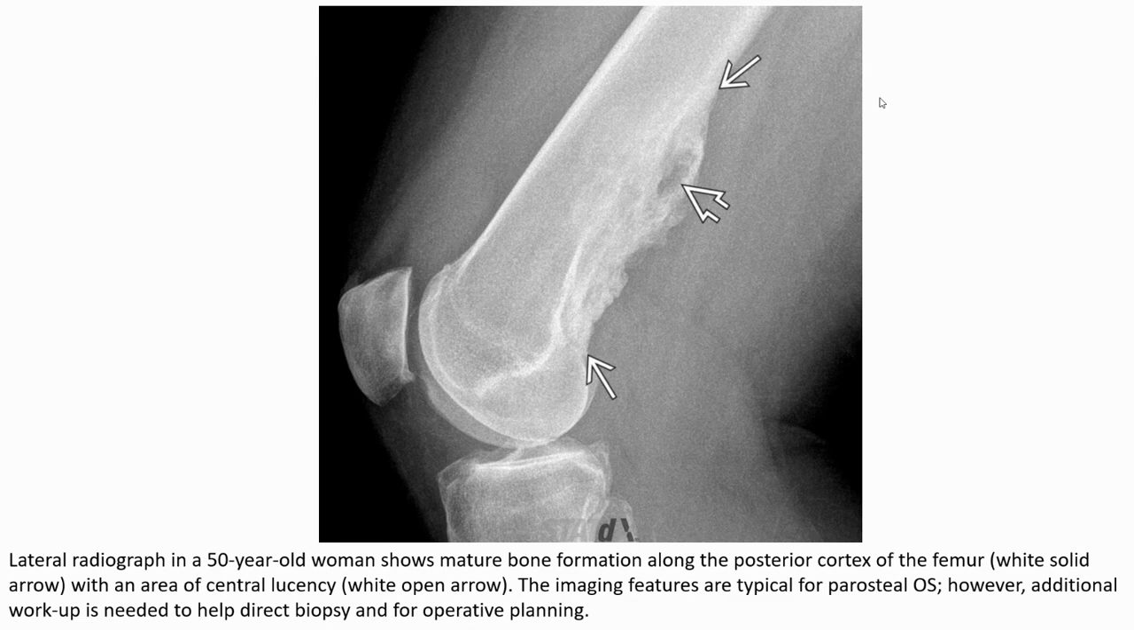This lateral radiograph in a 15-year-old woman shows major bone formation along the posterior cortex of the femur. Imaging features are typical for parosteal osteosarcoma. However, additional workup is needed to help direct biopsy and the operation plan.